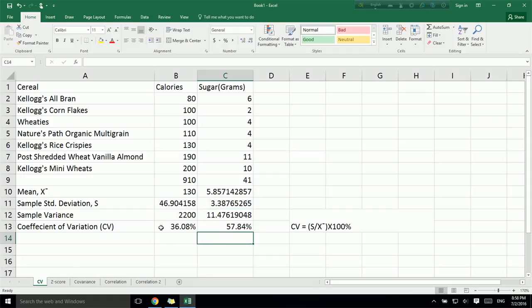We have seen before that there's a very big difference between the standard deviation and the variance in absolute terms, but when we take the coefficient of variation, we can see that the variation in sugar amount is actually larger than the variation in the calories. Pretty amazing, right? So that's how we can get the coefficient of variation.